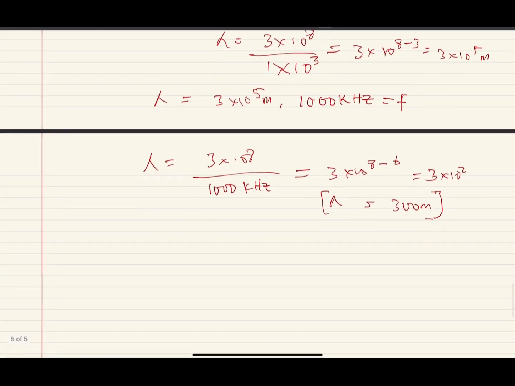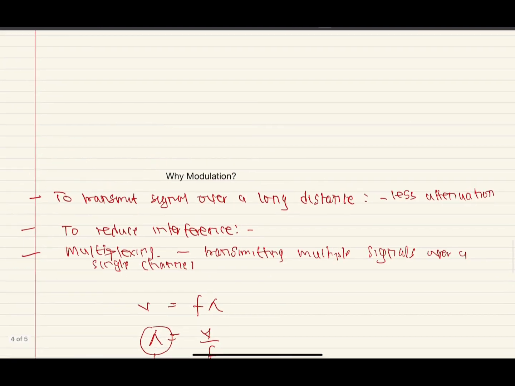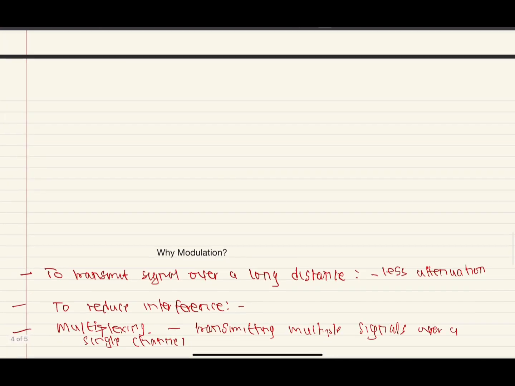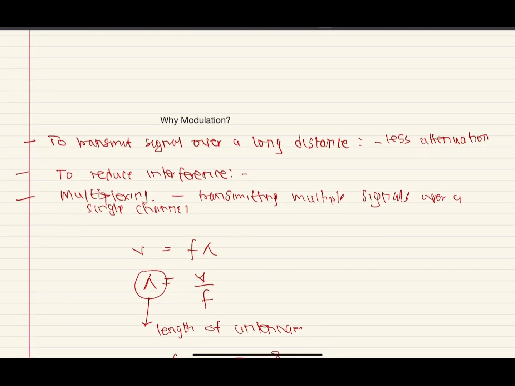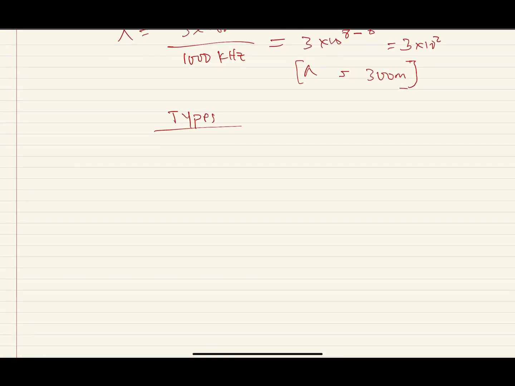Knowing why we do modulation, I would like us to proceed to talk about the various types of modulation, based on the characteristics we have already discussed, which are the frequency, the phase, and the amplitude. As I said earlier on, modulation is the process of changing the amplitude, the phase, or the frequency of a carrier signal with respect to the instantaneous change of the message signal.